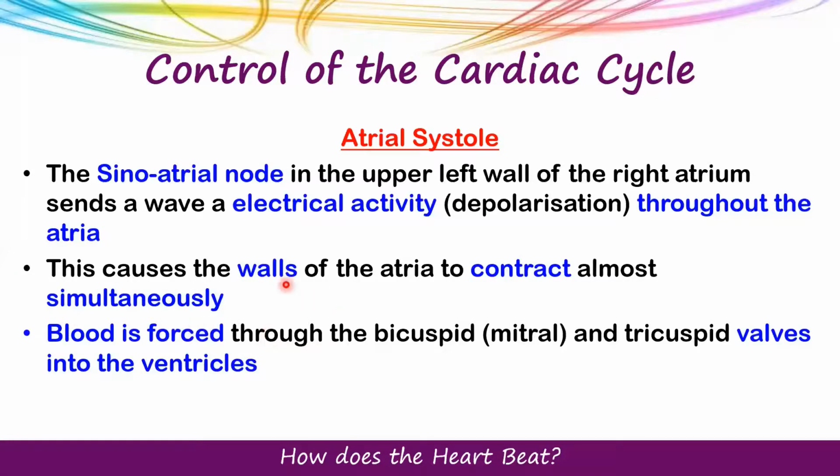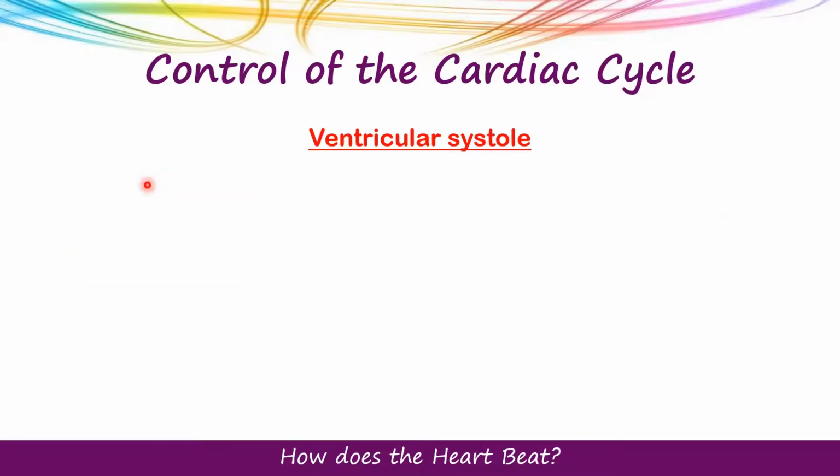Because of that, the walls of the atria would contract almost simultaneously. Blood is forced through the bicuspid valve from the left atrium to the left ventricle, and through the tricuspid valve from the right atrium to the right ventricle. This is how the blood will be forced as both the atria are contracting almost simultaneously. After depolarization, the blood will be sent into the ventricles. The sinoatrial node starts this contraction, atrial systole.